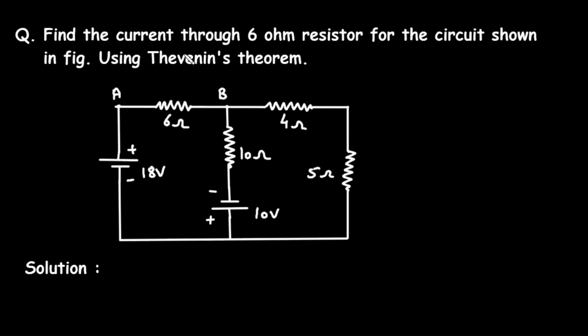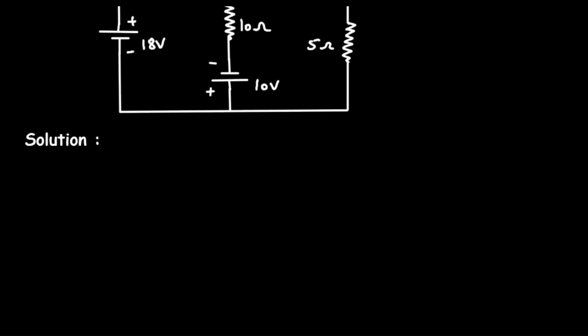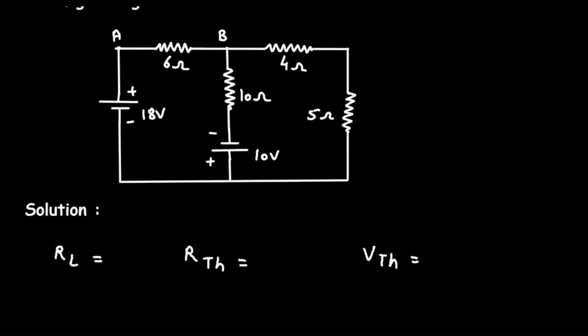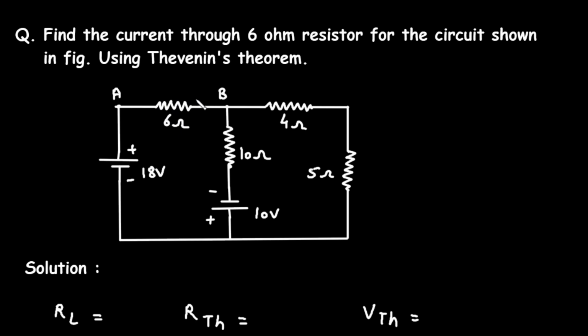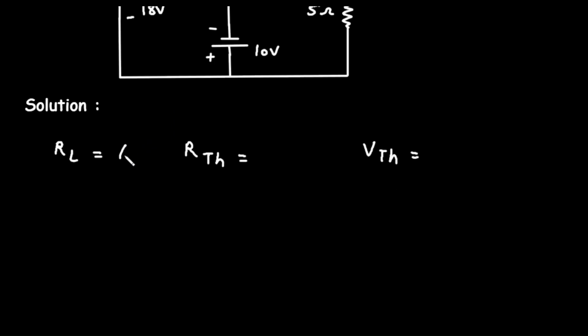Question: find the current through the 6 ohm resistor for the circuit shown in the figure using Thevenin's theorem. Here for this circuit, we have to find the value of current through this 6 ohm resistor by using Thevenin's theorem. Solution: for Thevenin's theorem, we need the value of RL, RTH and VTH. Now here in this circuit, we have the value of load resistor RL and it is 6 ohm. The value of RTH is unknown and the value of VTH is unknown.